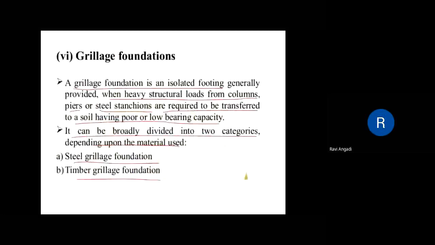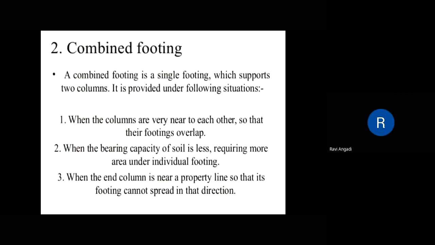Then coming to the next one, the combined footing. When do we need to provide a combined footing? A combined footing is a single footing which supports two columns. That is what we call a combined footing. Over a single footing, two columns are present. It is provided under the following circumstances. Very important: when the columns are very near to each other so that their footings are overlapping each other, you can provide one single footing for the two columns. That is called the combined footing.